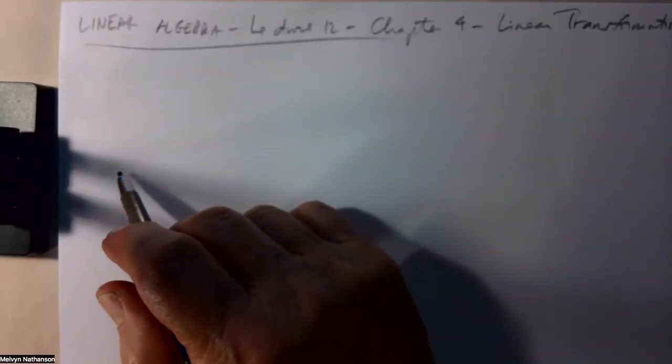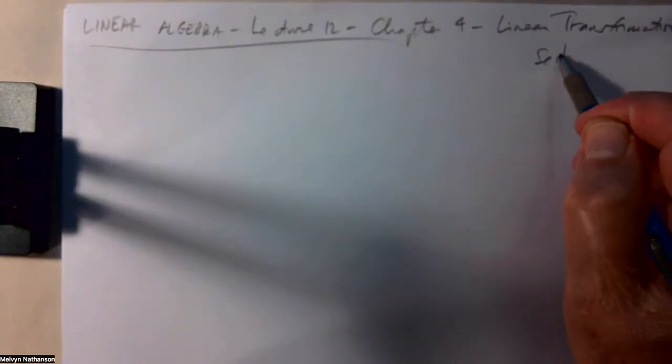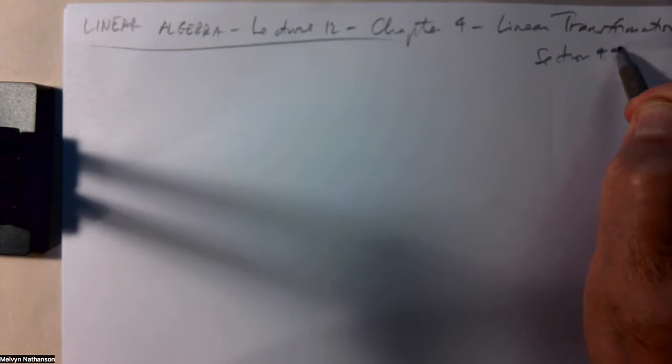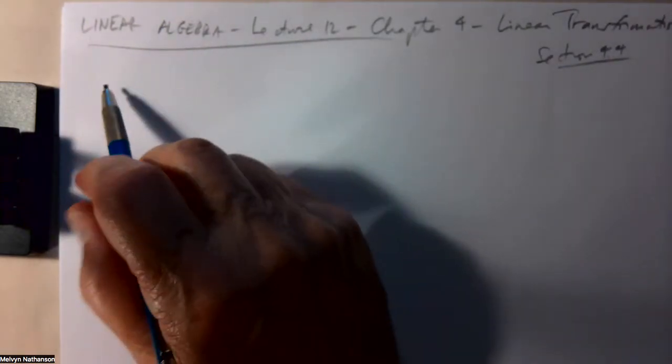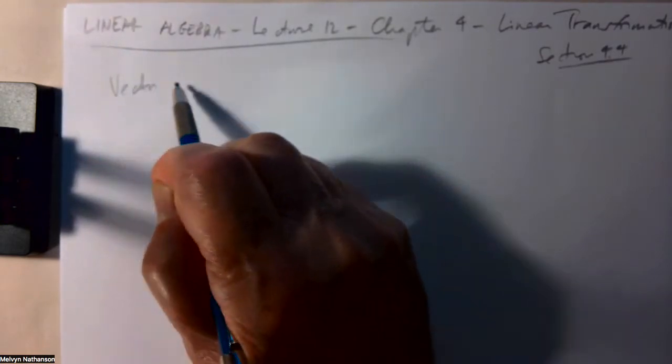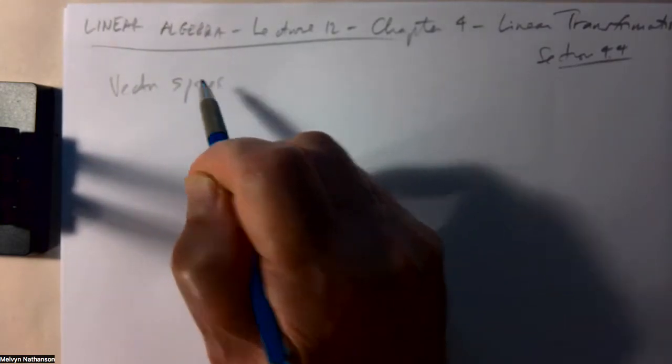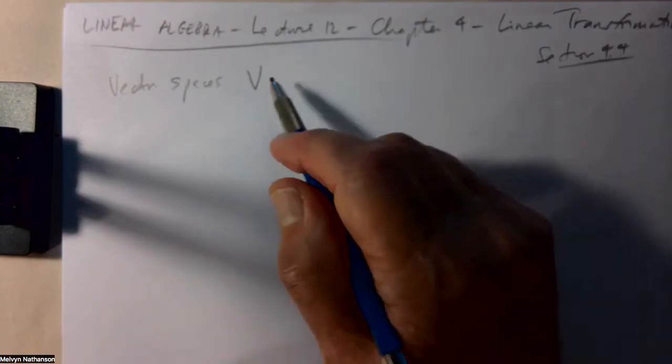So this is lecture 12 on linear transformations. We are in chapter 4, and this is section 4.4. So we've been introduced to vector spaces, not just Rn, but an abstract vector space V. The most important examples are Rn and Cn, but they're not the only examples.